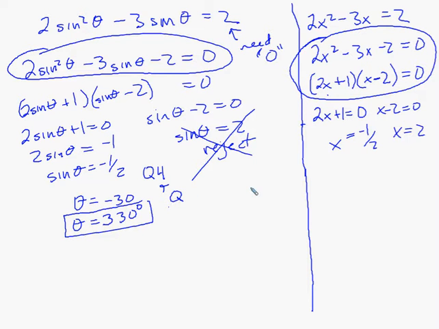Can we guess wrong like a million times? Yes. Sine has to do with y values. Where are y values negative? Quadrants 3 and 4.